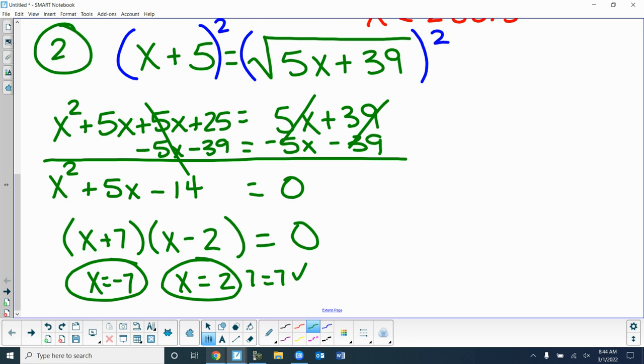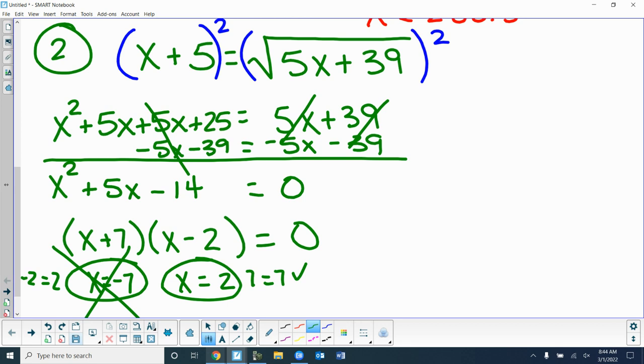All right. What's 5 times negative 7? Negative 35 plus 39. 4, right? Negative 35 plus 39 is 4. Square root of 4 is 2. And what's negative 7 plus 5? Negative 2. Is that a true statement? No. So this answer wasn't a good answer. Okay? Didn't actually work. So the only answer is x equals 2.